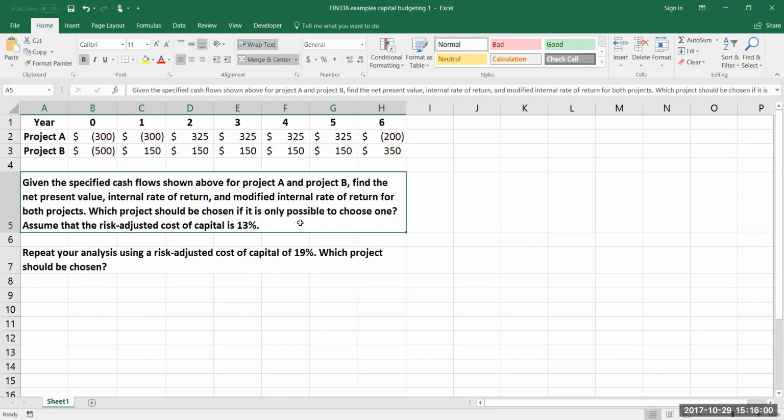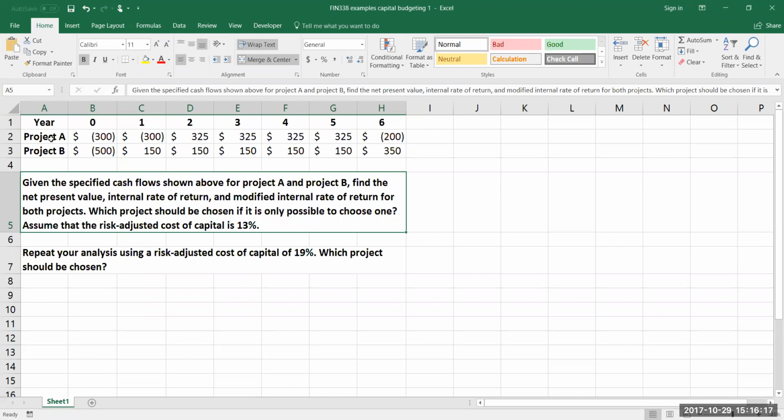Which project should be chosen if it is only possible to choose one? Assume that the risk-adjusted cost of capital is 13%. Then, repeat your analysis using a risk-adjusted cost of capital of 19%. Which project should be chosen?